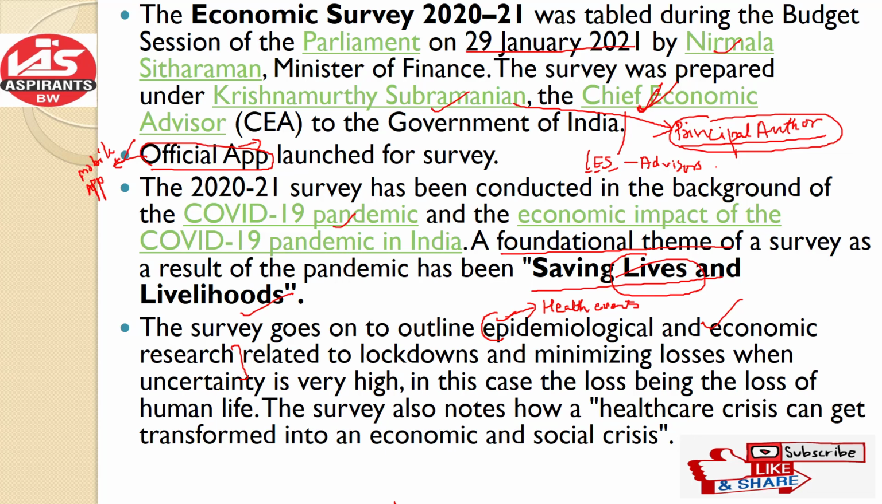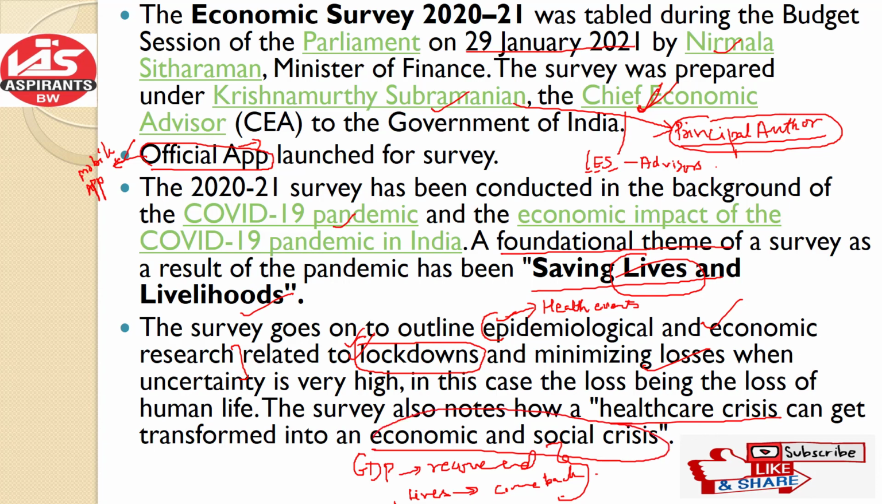And we have seen how the initial lockdown was helpful in saving lives. The survey also recognized the fact that the GDP, or the gross domestic product, could have been recovered, but the lives of people cannot come back. So in the light of this, the economic survey appreciated the initial lockdowns which were placed because they minimized the losses, especially the loss of human life. And it also notes that the healthcare crisis can get transformed into an economic and social crisis.